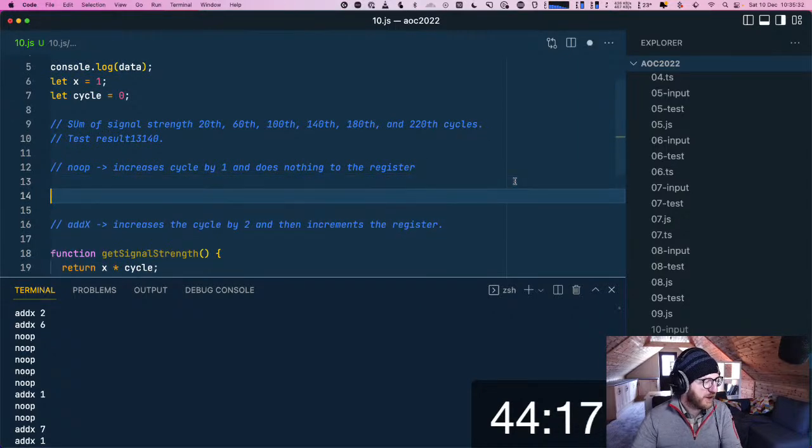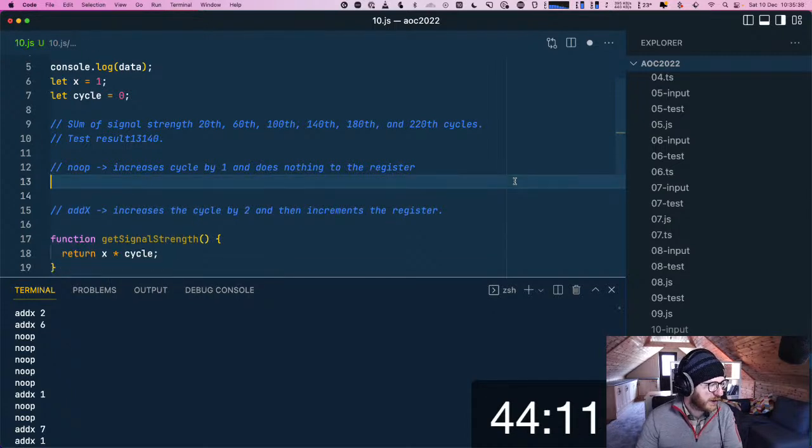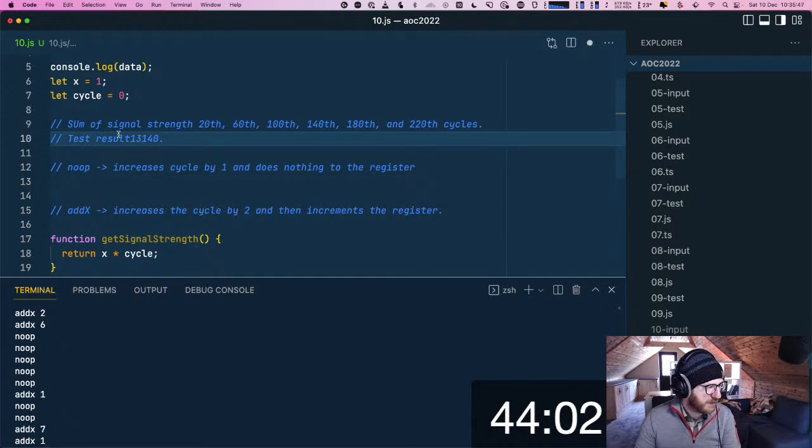Okay, so I can kind of see where I'm going to go. I'm going to have a function for no op. I'm going to iterate over the instructions, and then I'm going to check for no op. When it's the 20th, 60th, 100th, 140th, 180th, 220th, I'm going to test to get the result, which is the sum of each of those. And once I've done that, that's hopefully going to be the answer.